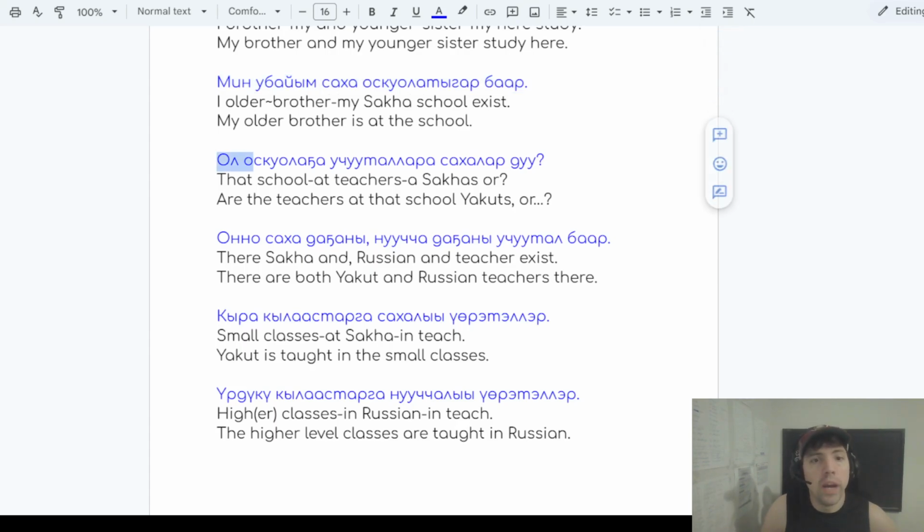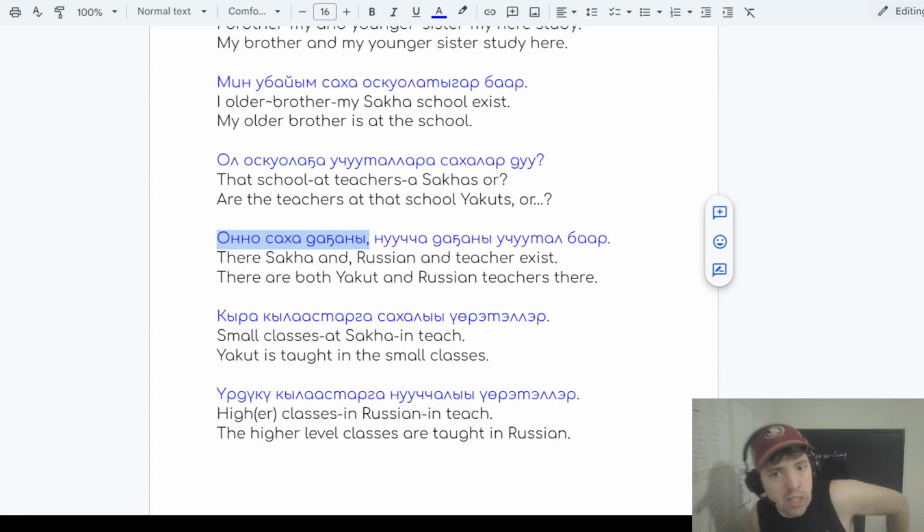Then we have: All Asqualaga Uchutalara Sakhalarto. Are the teachers at that school Yakut or what? Are they Yakut or what? All Asqualaga Uchutalara Sakhalarto. Then: Onna Sakhatagane Duchadagane Uchutalbar. There are both Yakut and Russian teachers there.